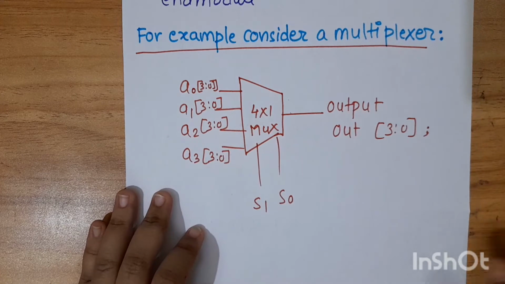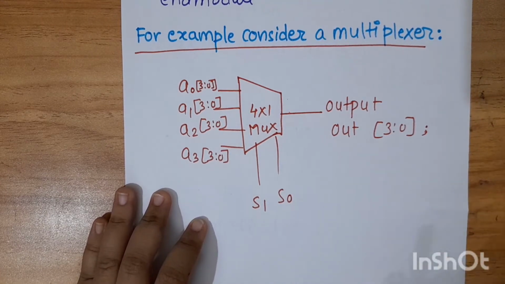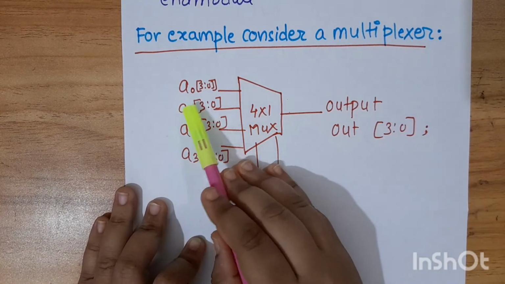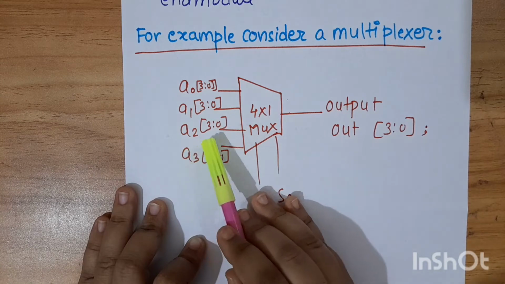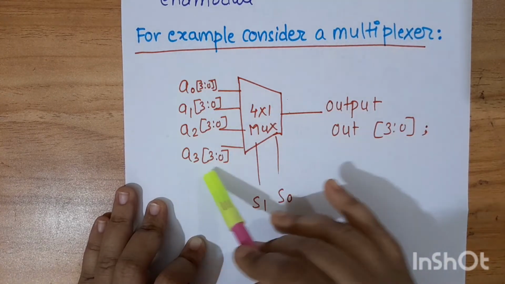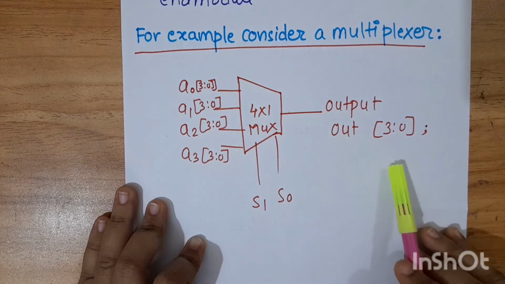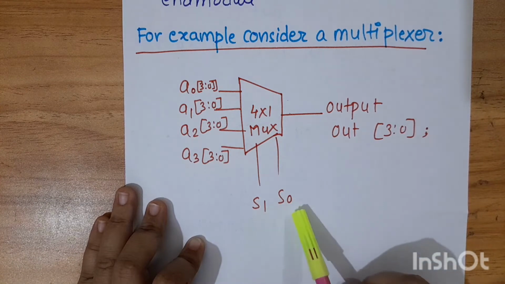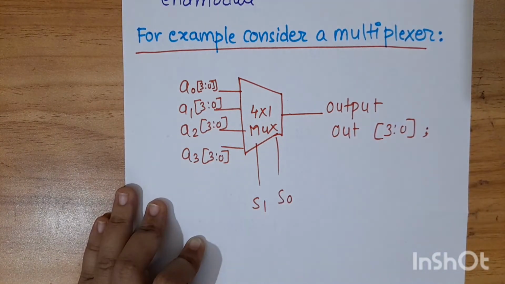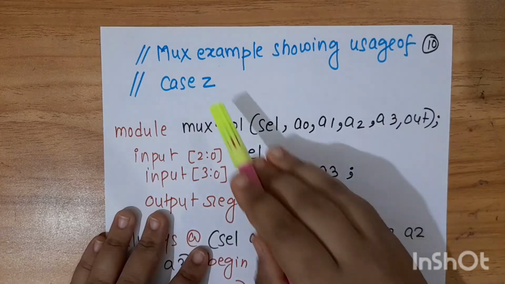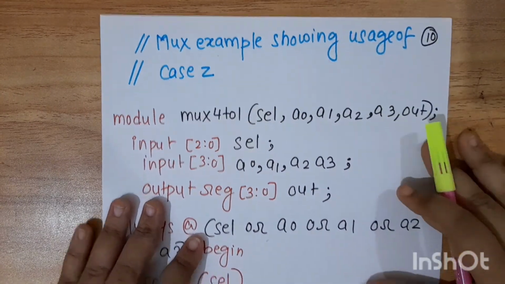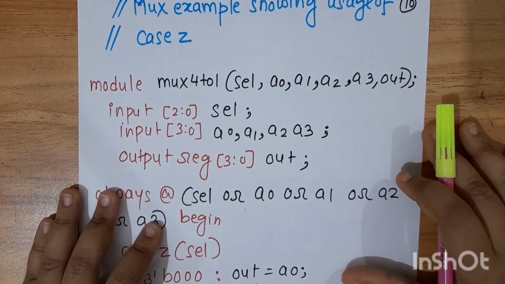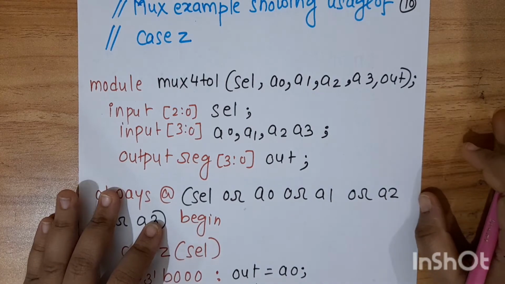Now we will see another example of the casez, okay, for a multiplexer. So this is a 4-to-1 multiplexer. A0 3 down to 0, A1 3 down to 0, A2 3 down to 0, A3 3 down to 0. These are the 4 inputs and the output is out 3 down to 0; and 2 select lines are there, S1 and S0, to select 4 inputs and provide it to the output. Mux example showing the usage of casez. So it is a Mux example module in which we will see how the casez statement is used.